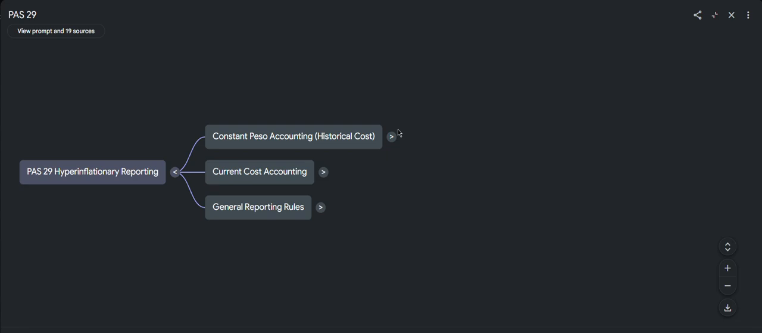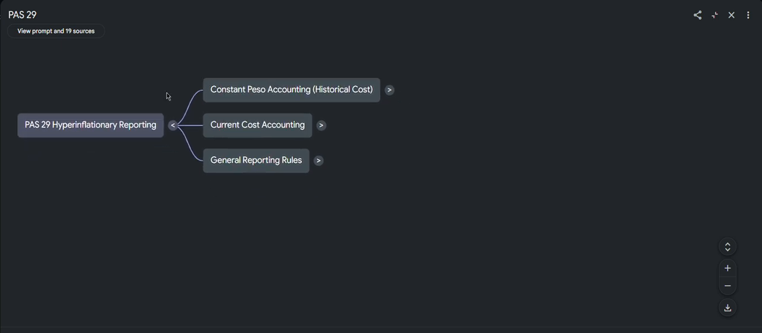So today I will be discussing FAST 29 about hyperinflationary economy. Before we start the discussion of the relevant rules and recognition basis, let's first discuss the general reporting rules.